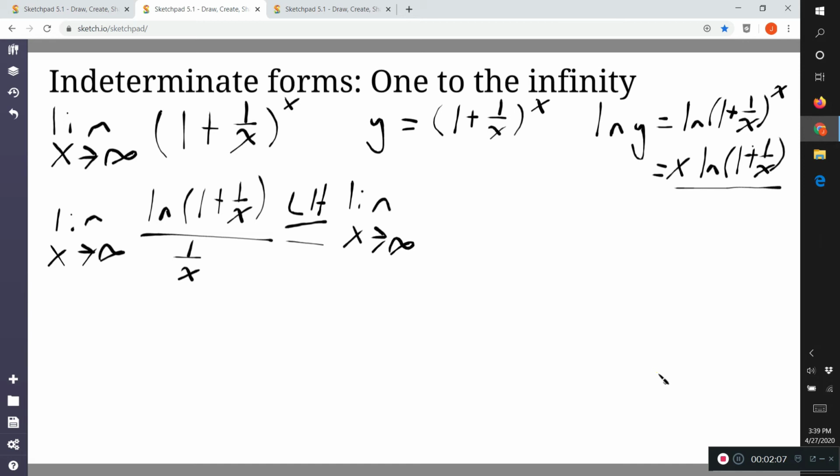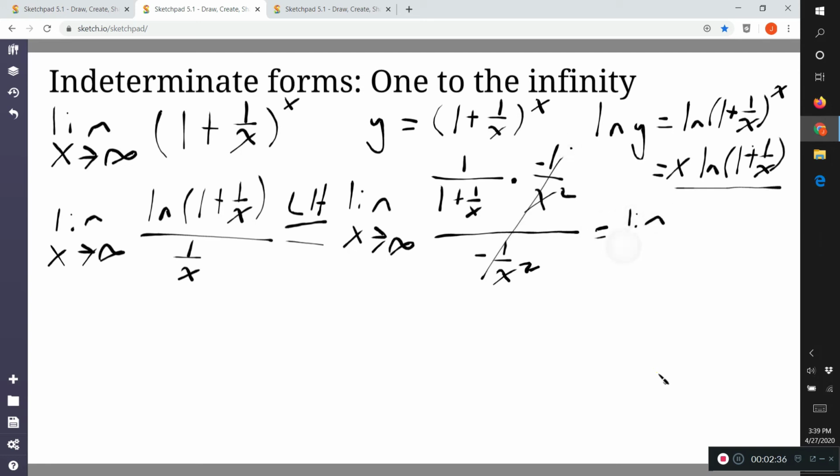The derivative of a natural log is 1 over what was inside times the derivative of what was inside. So inside we had 1, which will 0 out, and we had 1 over x, which we've talked about a bunch at this point, is negative 1 over x squared. On the bottom, we just have to take the derivative of 1 over x, which is negative 1 over x squared. And we can cancel those.